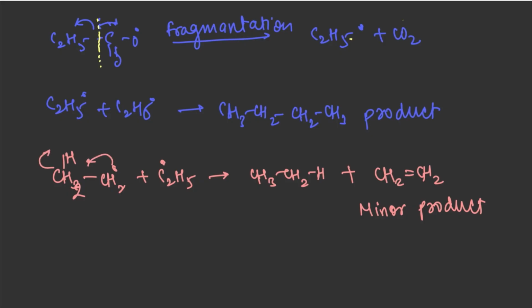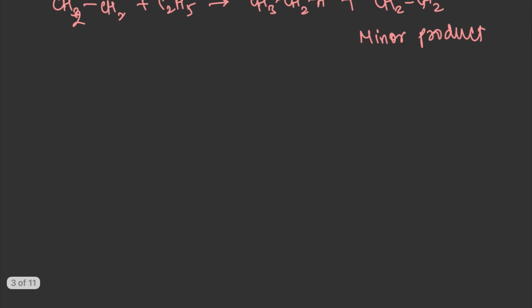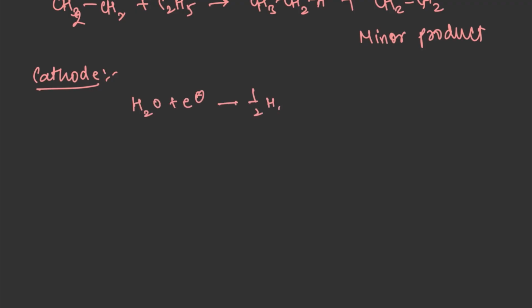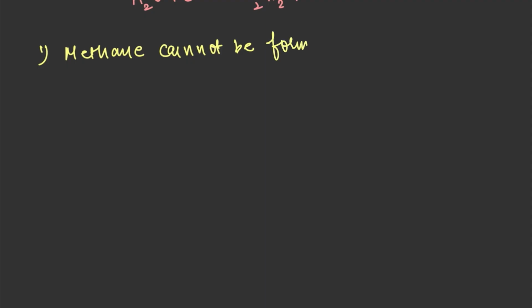And what we observe at the cathode: hydrogen will take an electron and get reduced to H2, in a basic medium. And what are the drawbacks of the reaction? These are the points we need to know about this reaction. First, methane cannot be formed by this method. We cannot form methane.